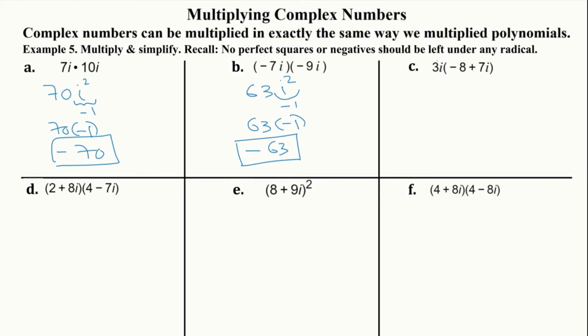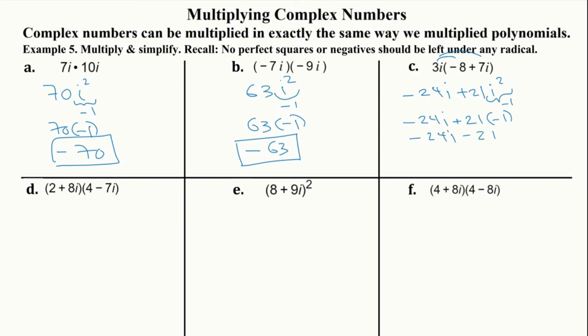Here we're going to distribute the 3i, right? So 3i times -8, that's -24i. And 3i times positive 7i, that's going to be positive 21i squared. Don't forget, i times i is not just i, it's i squared, which we know is what? -1. So we have -24i plus 21 times -1. So that's -24i minus 21.